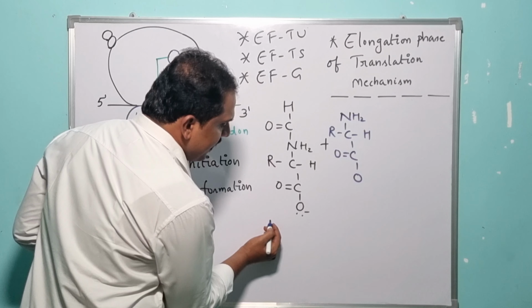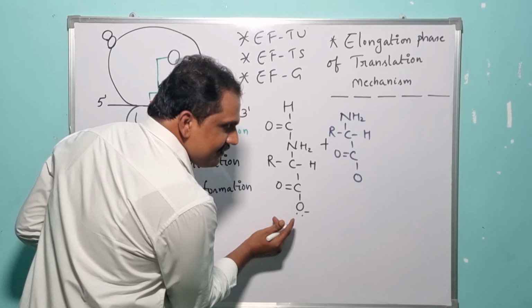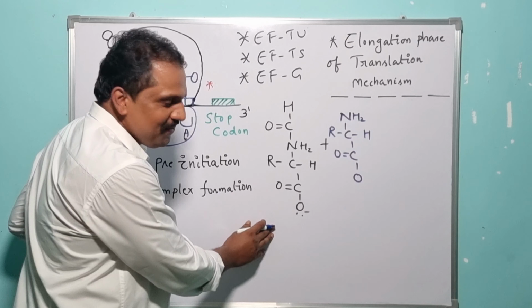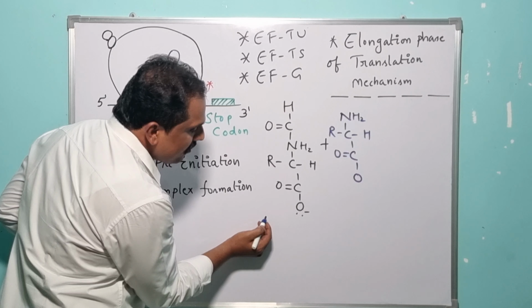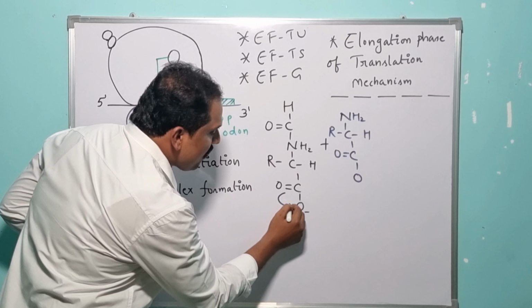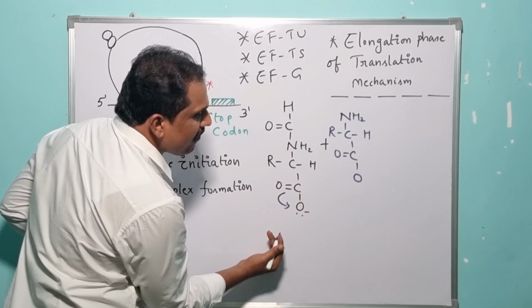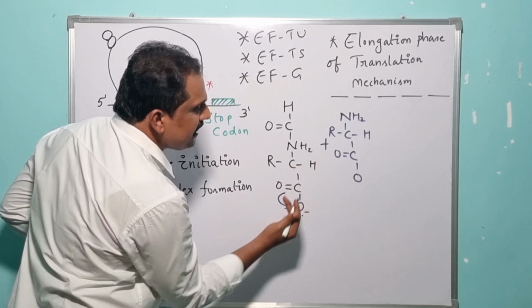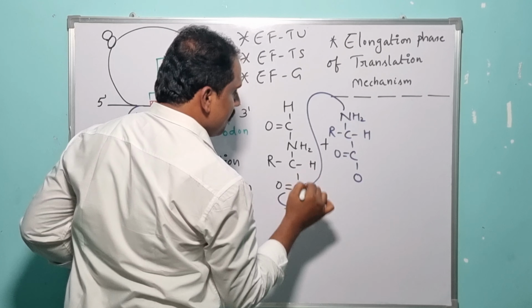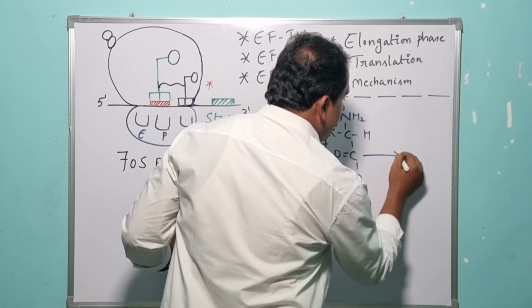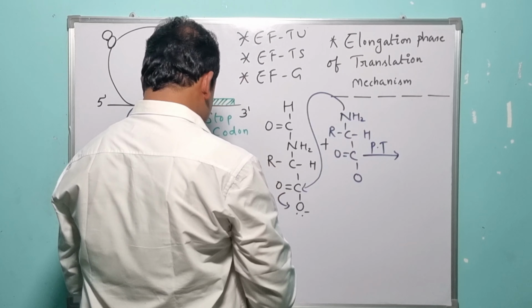So if we look here, the specific oxygen atom which is a part of the carboxyl group, when it undergoes nucleophilic attack or nucleophilic cleavage, the peptide bond formation takes place between these two amino acids. So here the peptide bond formation is organized by peptidyl transferase. So let me present it here.